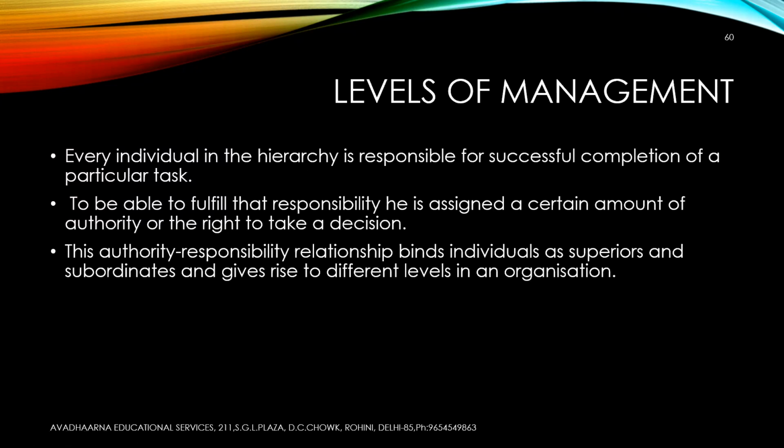Fine. So levels of management are nothing but the hierarchical structure, the superior-subordinate relationship, which binds individuals as superiors and subordinates in the organization. And based upon this level of management, we are able to decide how much authority and responsibility is entrusted to each individual who is working in the organization.